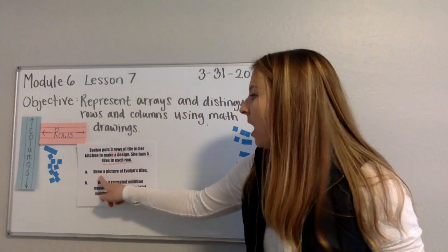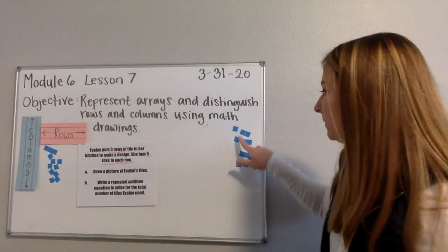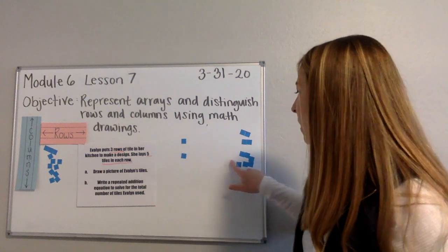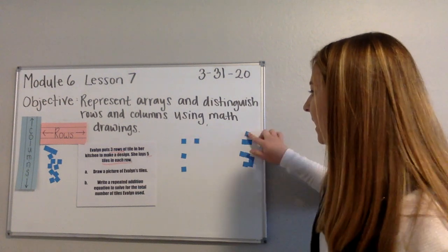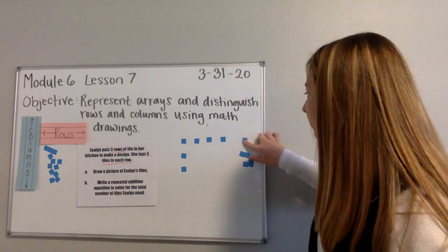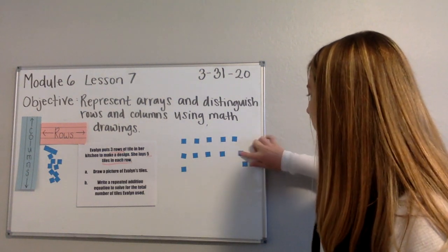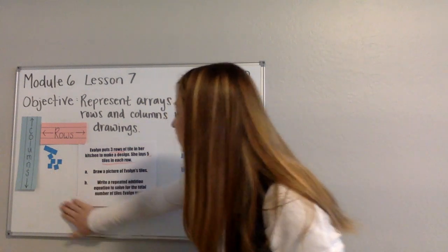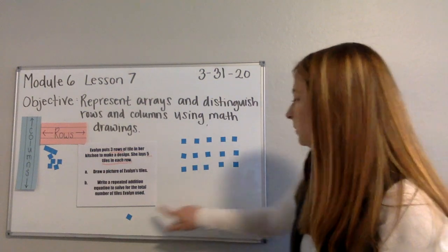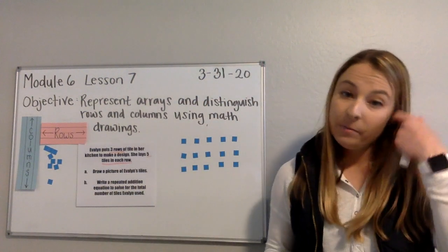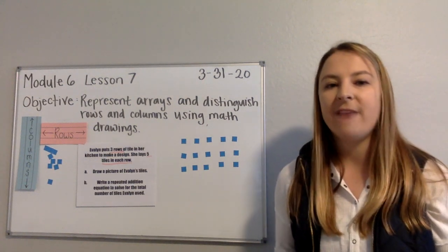Part A says, draw a picture of Evalyn's tiles. I'm going to use my counters, but you're welcome to draw a picture. I know she's going to have 3 rows, so I'm going to go ahead and get each row started with the first one. And I know that there are 5 in each row. Here I have my picture of Evalyn and how she arranged her tiles. I have 3 rows and I have 5 in each row.